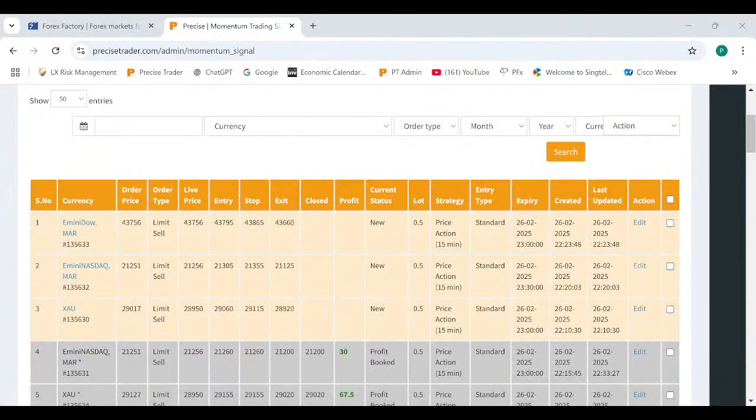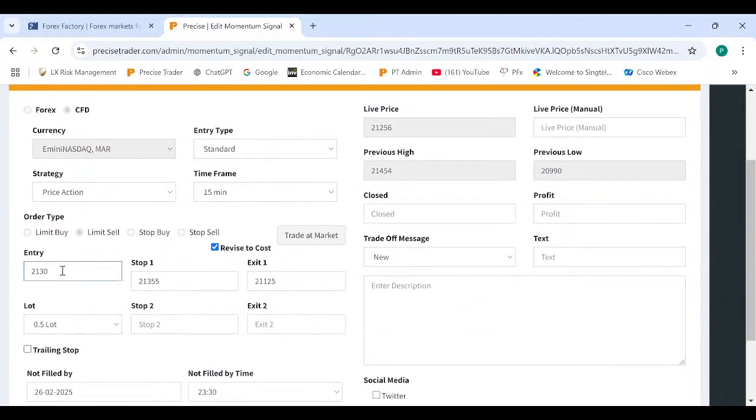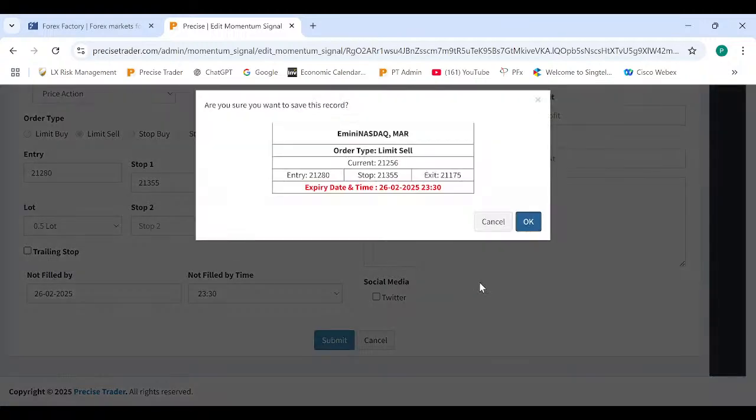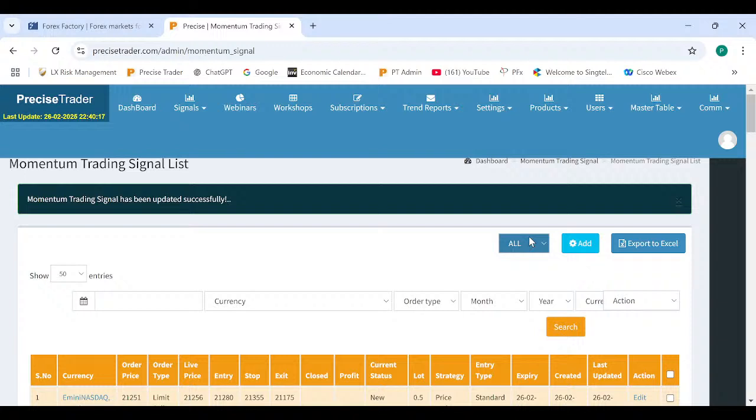So reduce this to 21280, and the stop still remains the same, 355, and this one we will put as 175. We'll just put it as 175, then later we can do the change again. So try to sell at 75 or 80 also. I think you try to take the trade. Let me enter the trade.